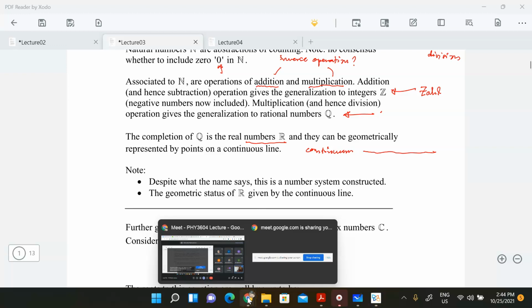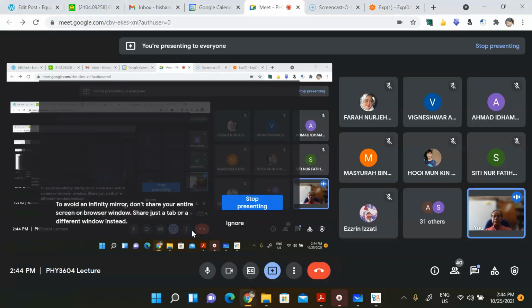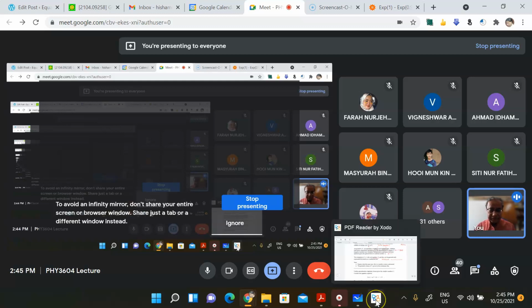Any question at this point? Because I'm going to introduce something a bit more controversial in some sense. Do you have any question at this particular stage? What I'm saying is that your real numbers are really being constructed rather than something which is actually physical. It seems very quiet.